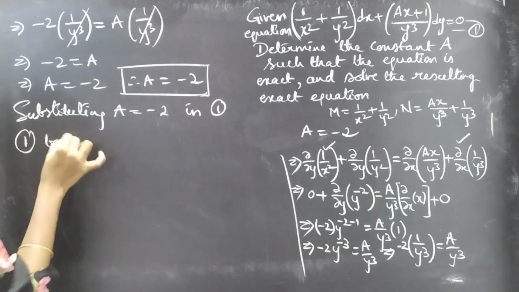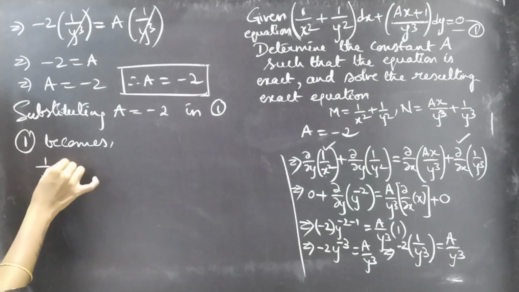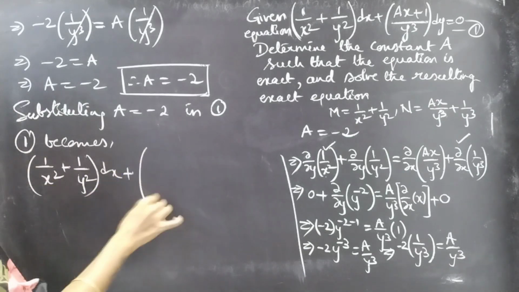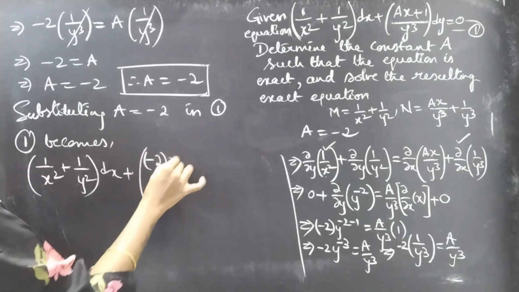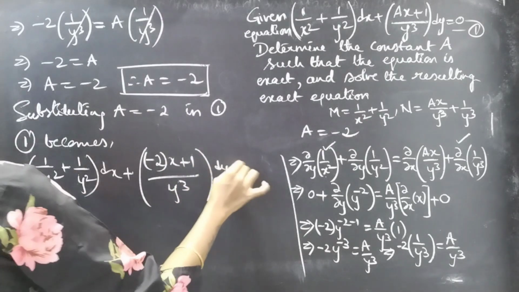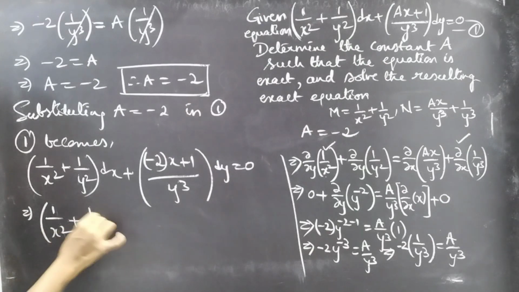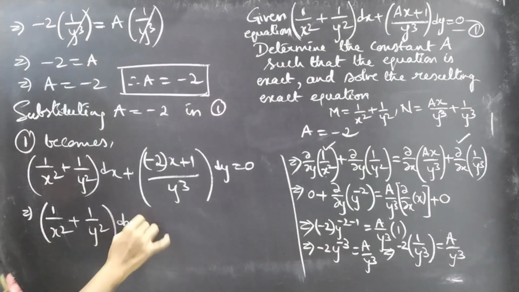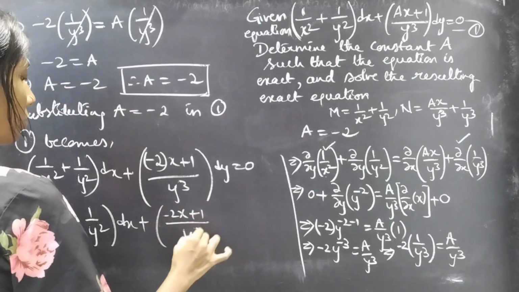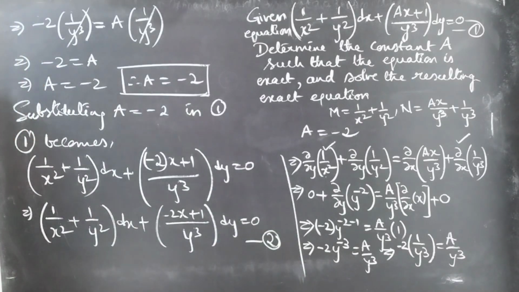One becomes (1/x² + 1/y²) dx + (a − 2x + 1/y³) dy = 0. This gives us (1/x² + 1/y²) dx + (−2x + 1/y³) dy = 0. Okay.